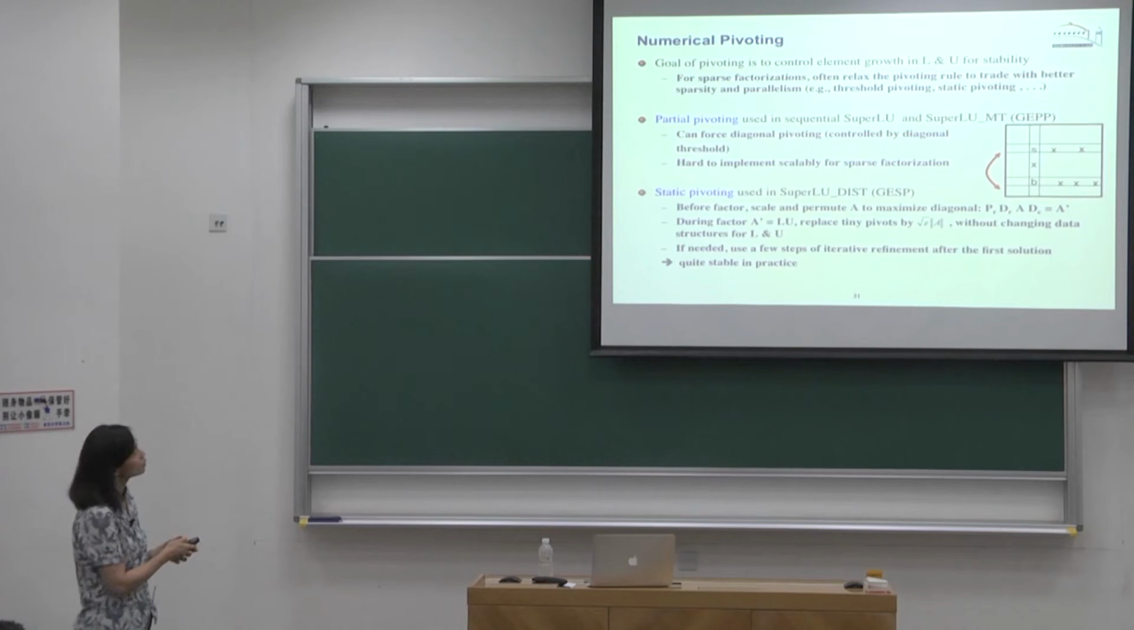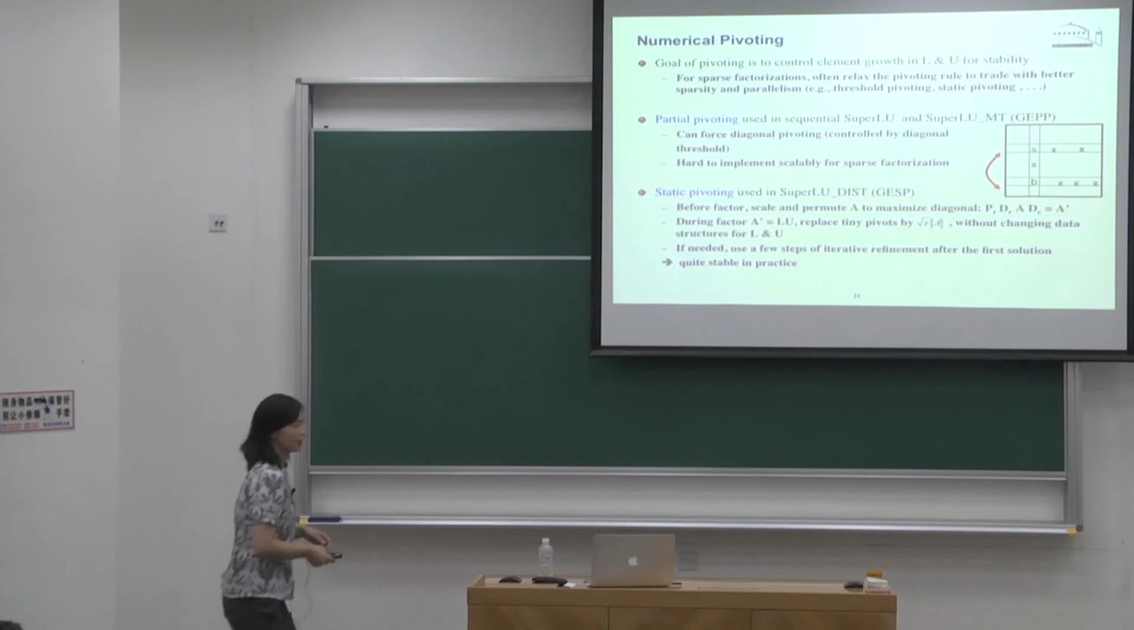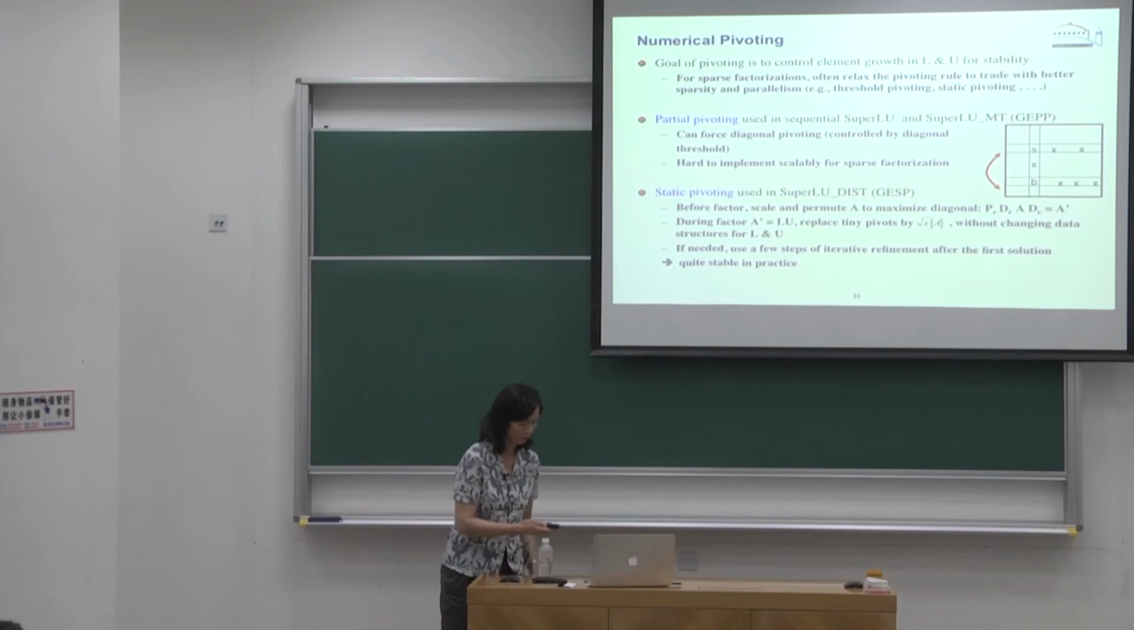And once you did this pre-processing step, during the factorization, we use this A prime matrix to do the factorization. Then we don't do any permutation anymore, so that we can set up the data structure very nicely without too much communication. And of course, this static pivoting is numerically slightly less stable than partial pivoting. So we can apply a few steps of iterative refinement in the end to stabilize the algorithm. So in practice, this code has been very stable, has been used by a lot of people.